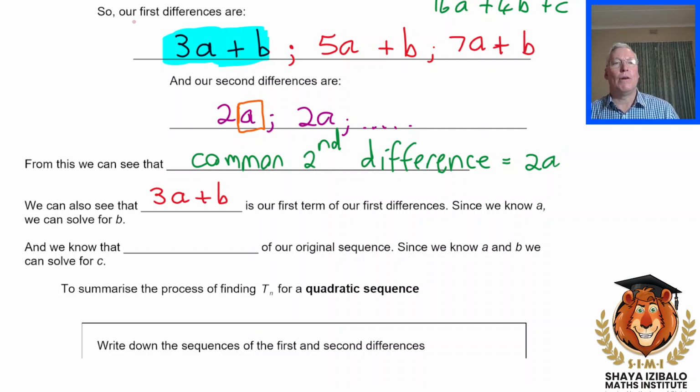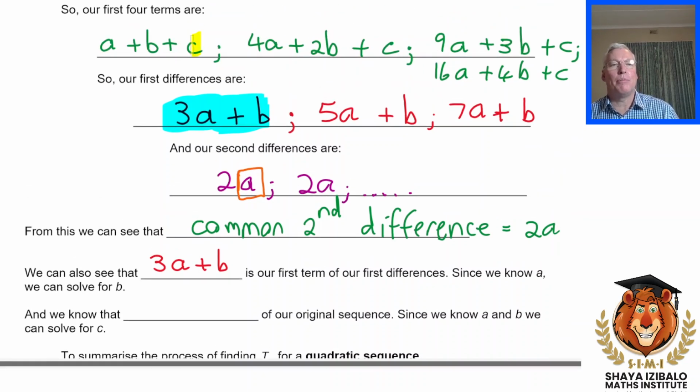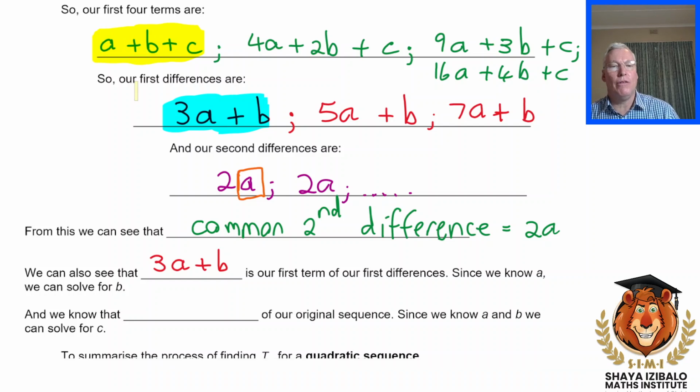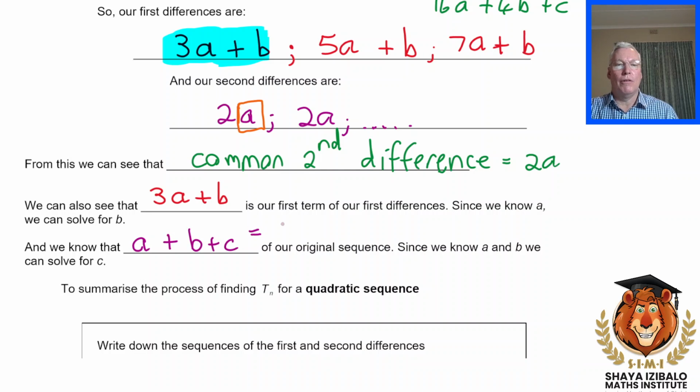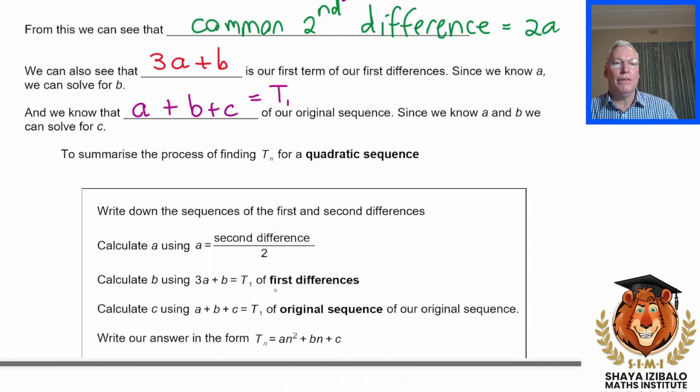But also, if we go right up to the top here and we look at a plus b plus c, that is the first term of the original sequence. So let's just write that down. A plus b plus c is the first term of our original sequence. It's T1 of our original sequence. And now if we know a and b, then we can also find c. Right, so we're going to come back to this.